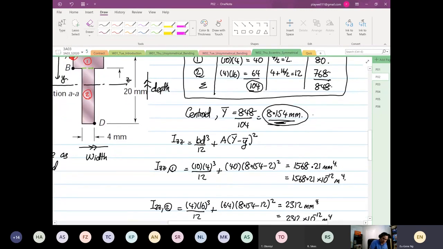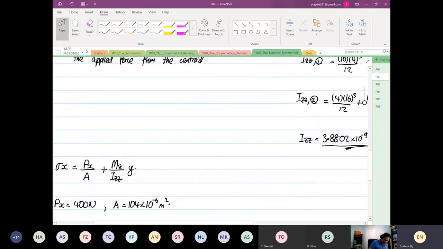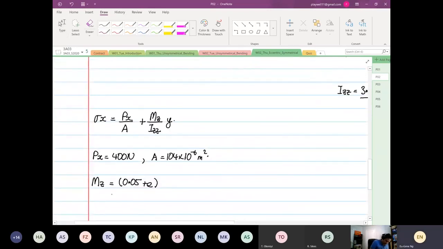So this is also equal to our E. So from here, this will be equal to 0.05 plus 8.154 times 10 to the power minus 3. So this will be equal to 0.058154 meters.